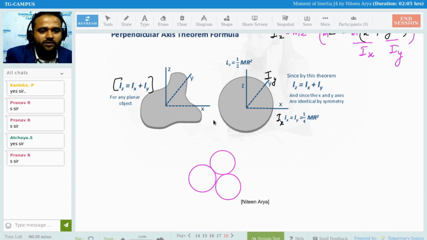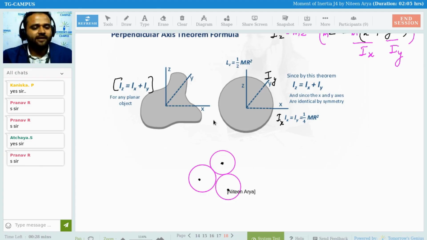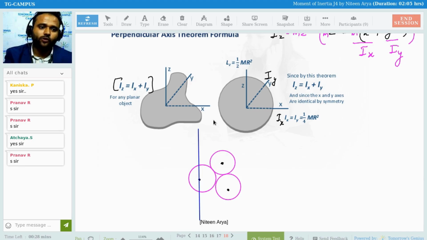Okay, so suppose these are 3 circles, or you can say discs. These are rotating around their center of mass initially, but what I'm saying right now, I want to find this particular moment of inertia only about this axis for this body. Okay, is this clear?